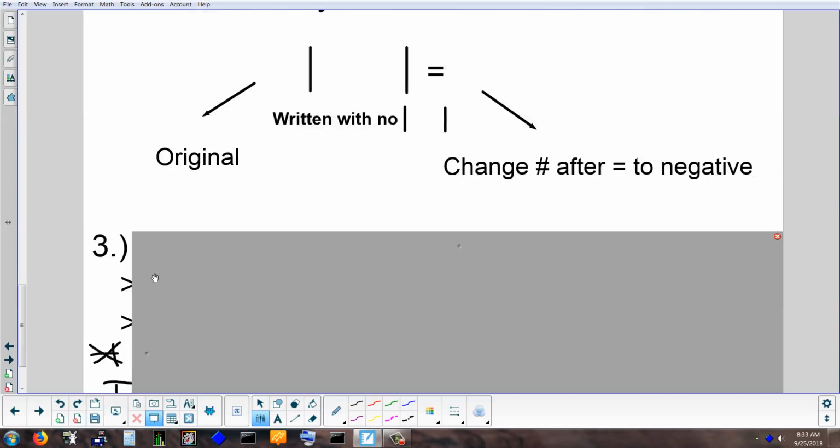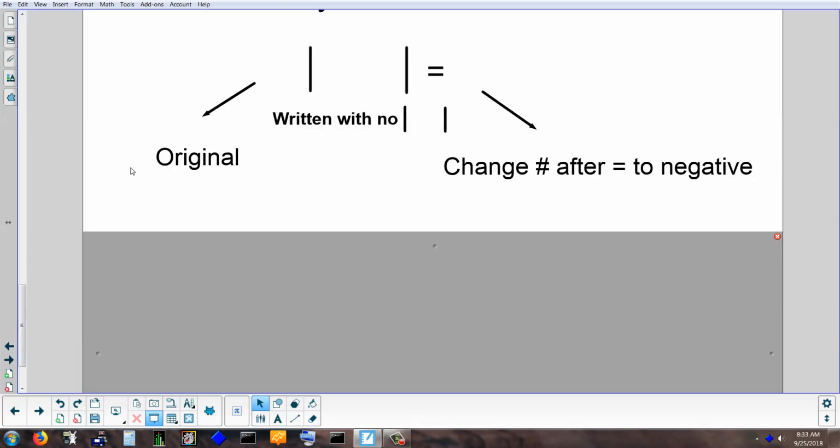All right? Now, third thing. So again, you have all this stuff, guys. You just have to write original and change the number after the negative. So you have your arrows, right? Under the first arrow, it's going to be basically the original with no absolute value bars. Your second one is going to be no absolute value bars and make the number it equals negative. That's it. So you have the little diagram on there. You're just going to fill in underneath the arrows. All right.